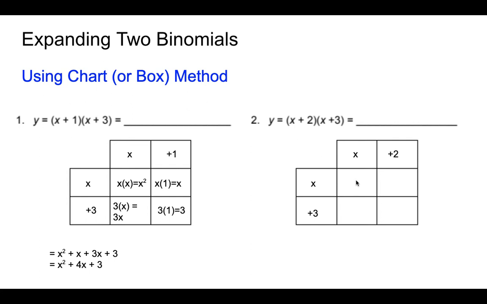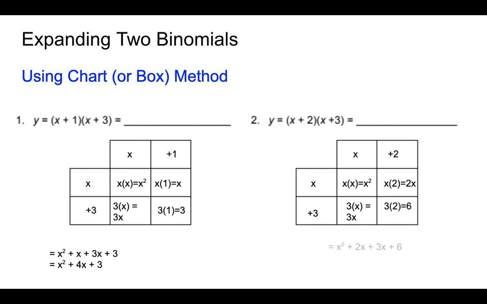Okay, so now we're going to multiply the intersections. So this one is x times x. This one is 2 times x. This one will be 3 times x. And this one down here is 3 times 2, which is 6.